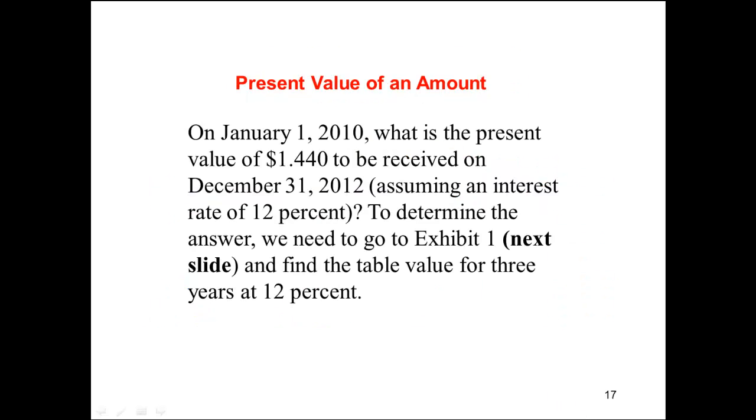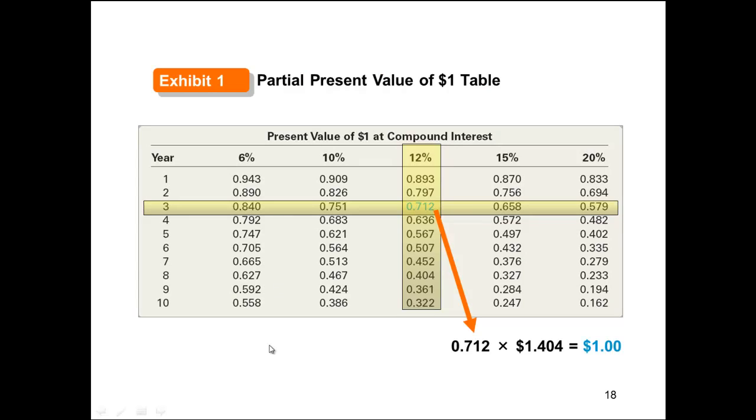Let's take a look at this. It says, on January 1st, 2010, what is the present value of $1.44 to be received on December 31st, 2012, assuming an interest rate of 12%? To determine the answer, we need to go to Exhibit 1, which is on the next slide, and find the table value for 3 years at 12%. So remember, we said 3 years and 12%. If we find where those two intersect in this table, these are in the back of the accounting book, in the appendix, we find this number 0.712.